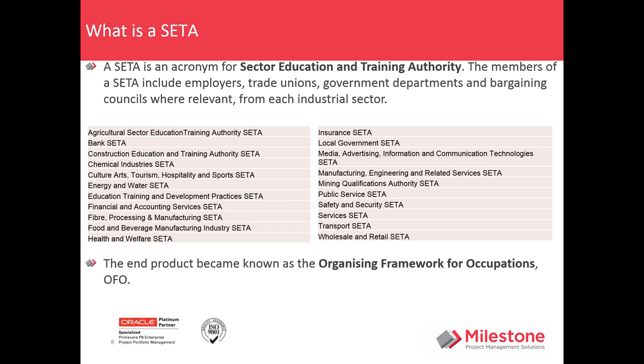And if you want the OFO codes for your particular SETA, you should jump on Google, know what your industry is, and search it up. So, for instance, I'll look for the manufacturing, engineering and related services SETA, contact them, and you can go and get your specific OFO structure for your sector. Right, so that's the history and what it is.